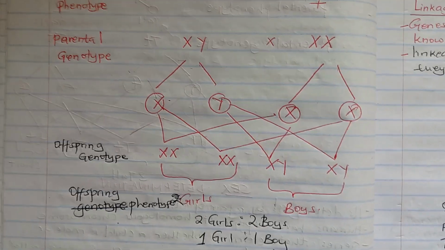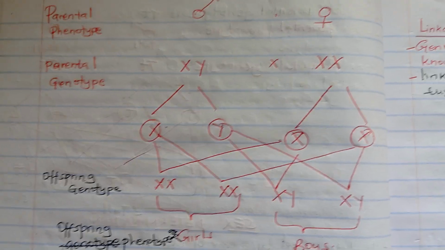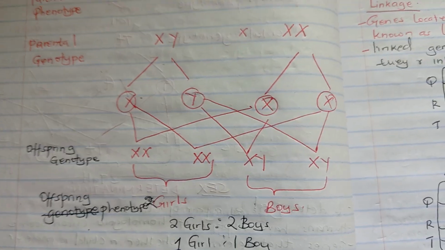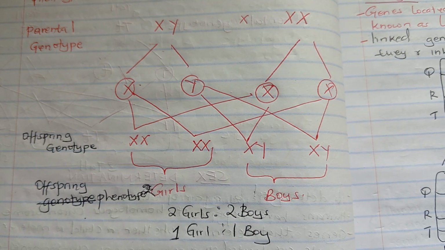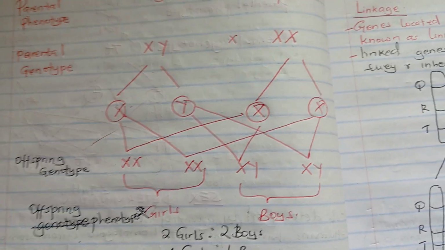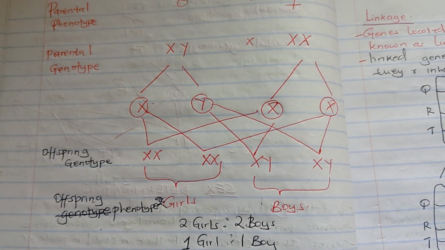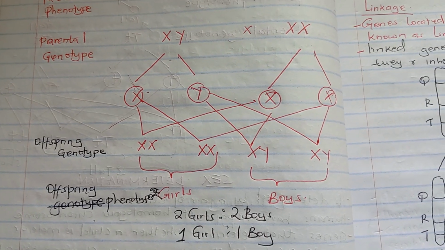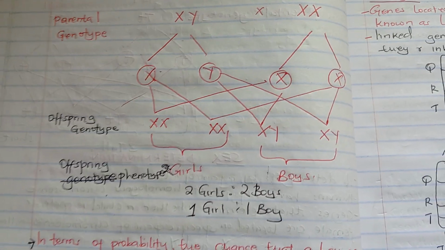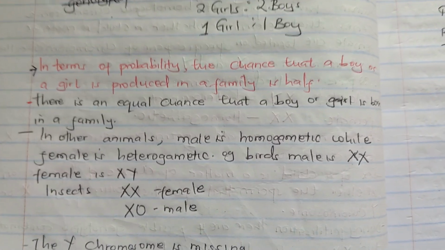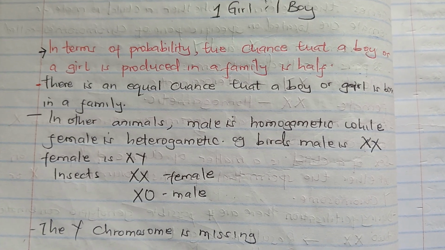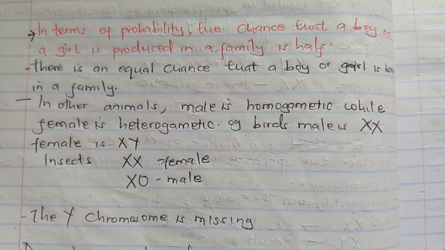For example, here you have the parental phenotype, male and female, and the parental genotype, XY for the male, who is heterogametic, and XX for the woman. The offspring genotype will be XX, XX, which are the girls, and XY, XY, the boys. So these people can have either a boy or a girl. There are 2 in 4 chances that the baby born is a girl, and 2 in 4 chances that the baby born is a boy. So the probability is a half. In short, the chance that a boy or a girl is produced in the family is a half, depending on chance.